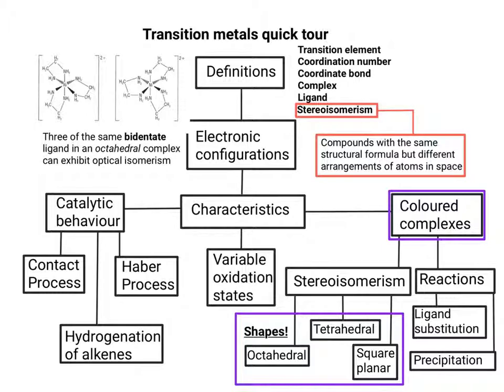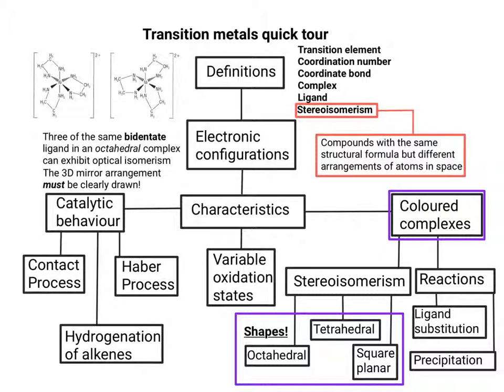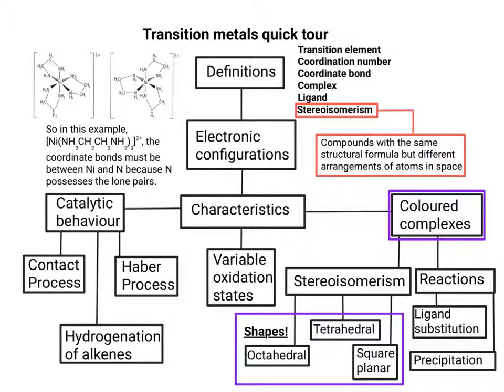If you've got 3 of the same bidentate ligand in an octahedral complex, they can exhibit optical isomerism. But in order to score full marks in your exam question, you've got to make sure that your 3D mirror arrangement is clearly drawn, with your dotted lines, your wedges, and also the connectivity between the correct atoms on the ligand. For example here the coordinate bonds must be clearly between nickel and nitrogen because it's the nitrogen atoms that possess the lone pairs.